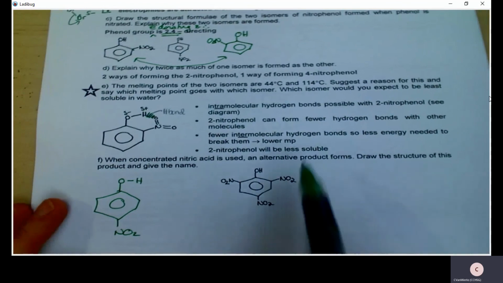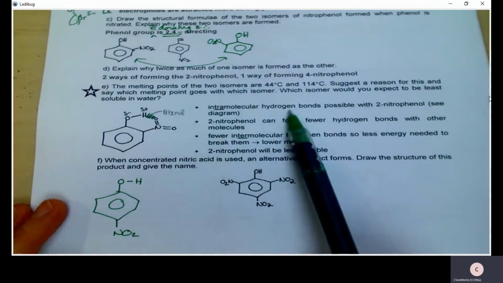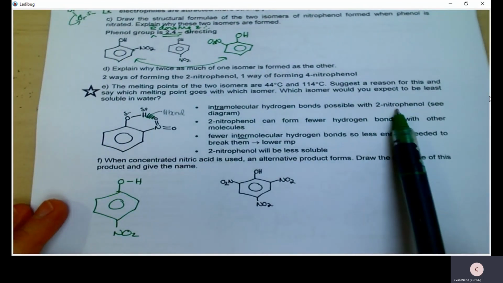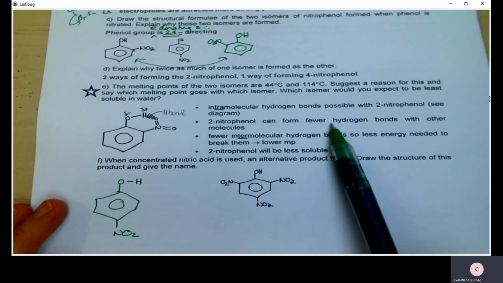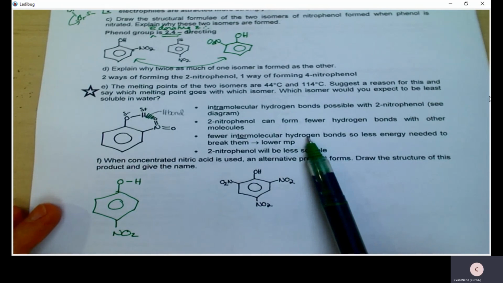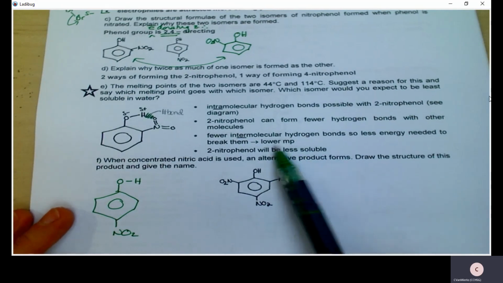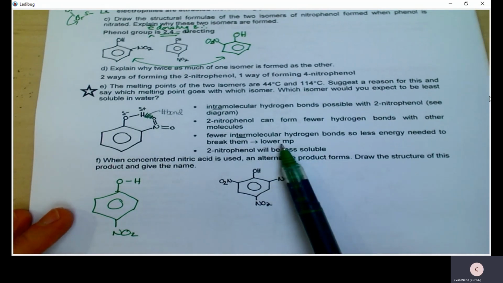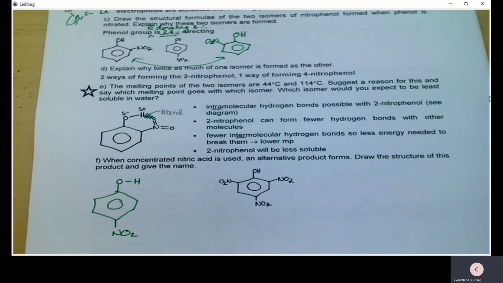So in terms of your explanation, intramolecular hydrogen bonds are possible with the 2-nitro. So the 2-nitro forms fewer hydrogen bonds with other molecules. So we've got fewer intermolecular hydrogen bonds, so less energy is needed to break them. So that has the lower melting point. And then that would lead on to us thinking that 2-nitrophenol should be less soluble because it's not going to be able to form as many hydrogen bonds with water as our 4-nitro would.